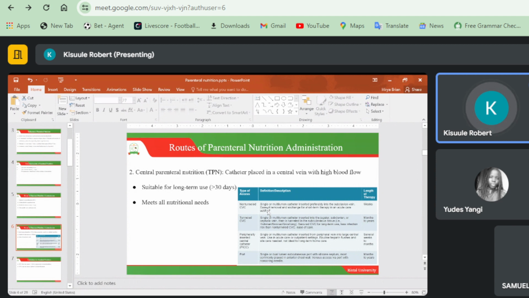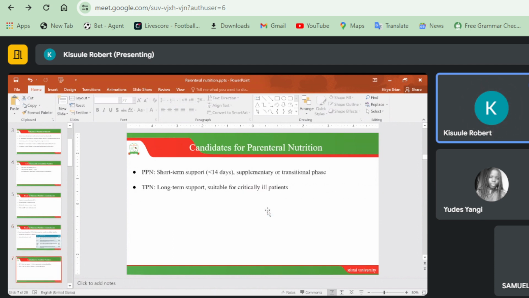At the end of the day, you would also read the definitions, and you could also interest yourselves with the length of stay. Okay, so who are the candidates for parenteral nutrition? For peripheral parenteral nutrition, like we had said, these are short term. We will look at them as being supplementary when you're using enteral nutrition, but you can still couple it with peripheral parenteral nutrition.